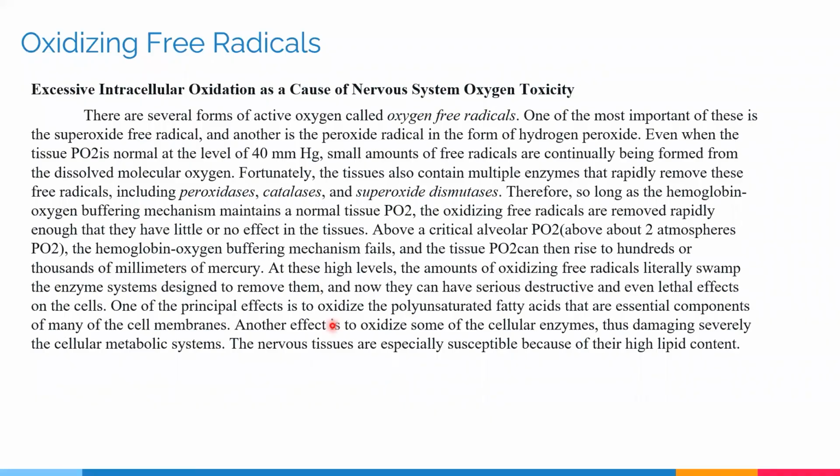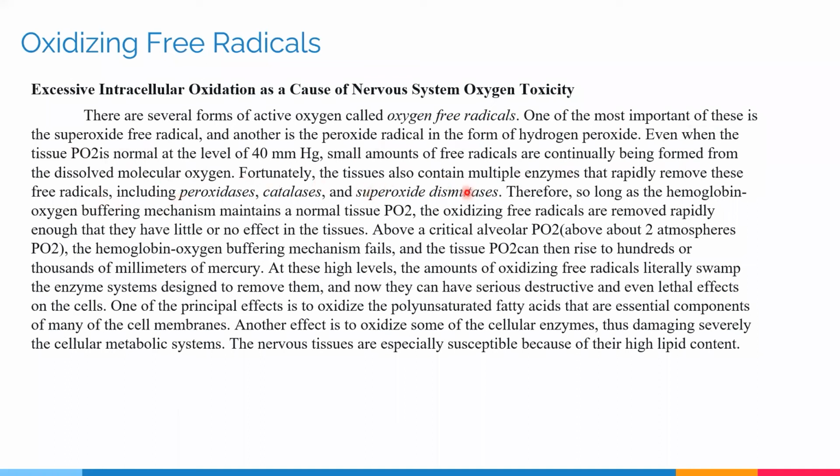Next, we look into oxidizing free radicals. Excessive intracellular oxidation is a cause of nervous system oxygen toxicity. There are several forms of active oxygen called oxygen-free radicals. One of the most important of these are the superoxide free radical and the peroxide radical. Even when the tissue PO2 is normal at the level of 40 millimeters of mercury, small amounts of free radicals are continually being formed from the dissolved molecular oxygen.